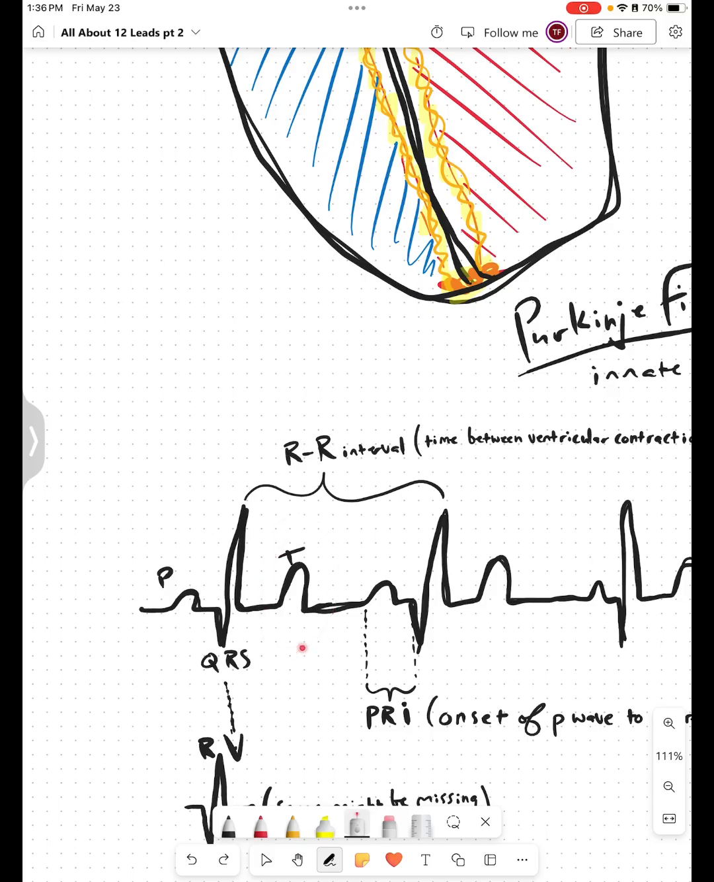The T wave represents repolarization of the ventricles. So it's almost like a reset, so those ventricles can then be primed again and depolarize and have a muscle contraction. Again, this all happens very quickly.